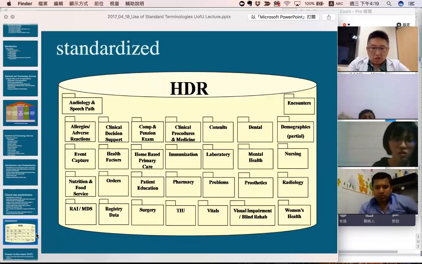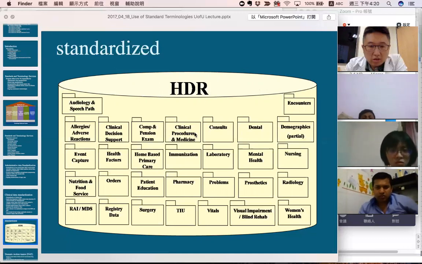Here, I think we have a similar chart from the health system. That shows all the subcomponent systems of the HDR. We have clinical procedure, medicine, consultation, laboratory, dental, immunization. We have all these kinds of subsystems, and they need to talk to each other. Okay.